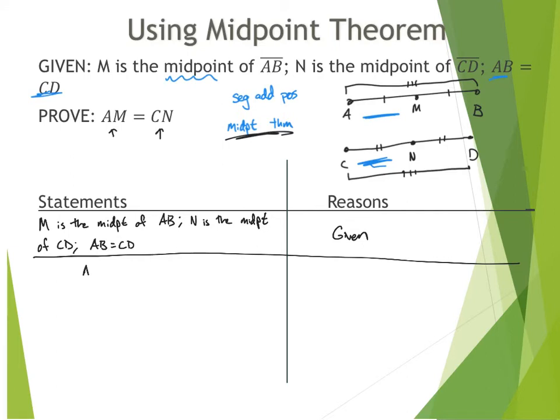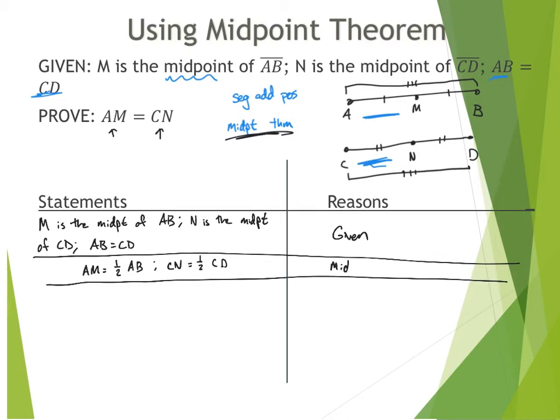So I'm going to write AM is equal to 1/2 of AB, and CN is equal to 1/2 of CD. Okay, and I know this because of the midpoint theorem. Okay, now in my given, I notice that I'm told something about AB and CD. AB and CD are equal. So that means I could set these two equations equal to each other, which would go a long way to having the two pieces equal to each other.